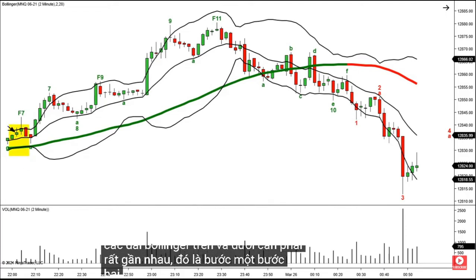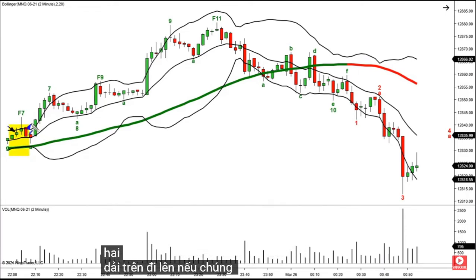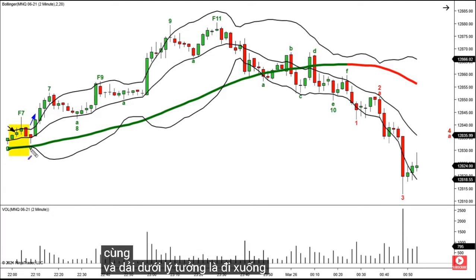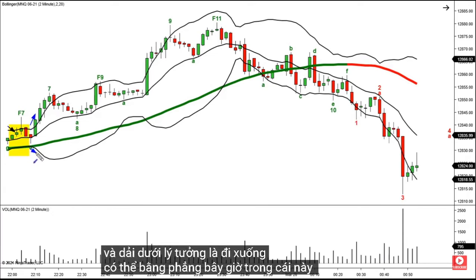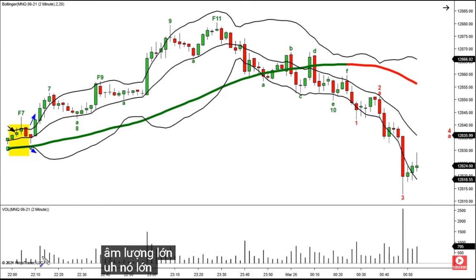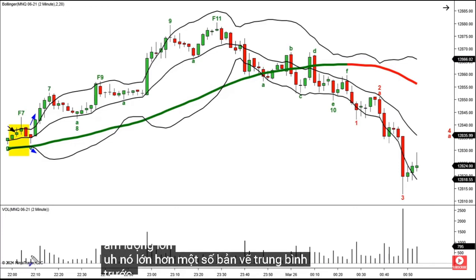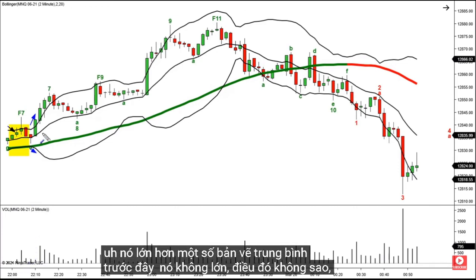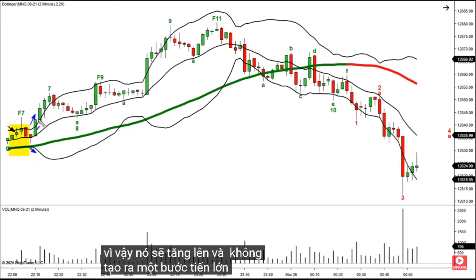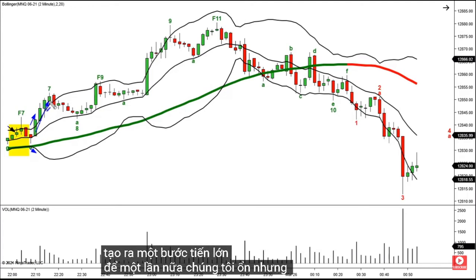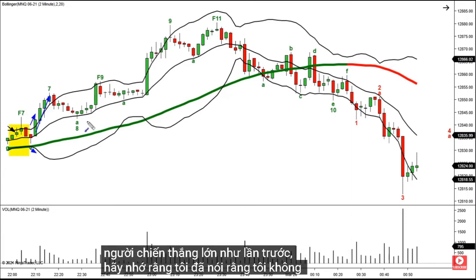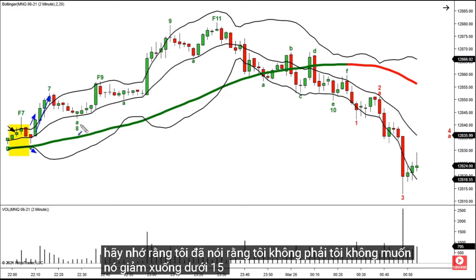That's step one. Step two, the upper band goes up if we're going long, and the lower band ideally goes down, could be flat. Now in this one you'll notice, first of all, we don't have big volume. It's bigger than some of the average volume before. It's not huge. That's okay. So it goes up, up, up, up, up, and does not make a big move up. So again, we're okay, but not a big winner like the last one. Remember I said I don't want it to go back below the 15 EMA.